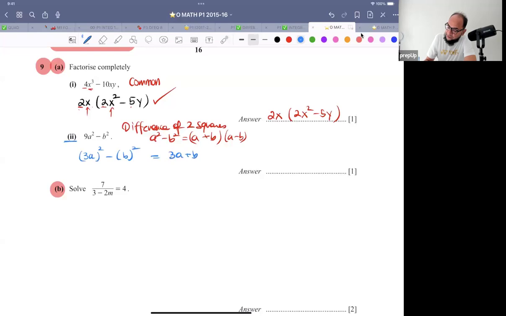This is 3a plus b, 3a minus b. Make sure that you write it over here, 3a plus b, 3a minus b.